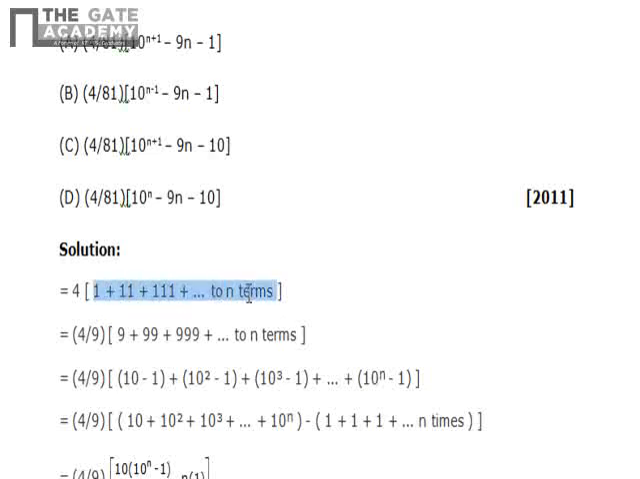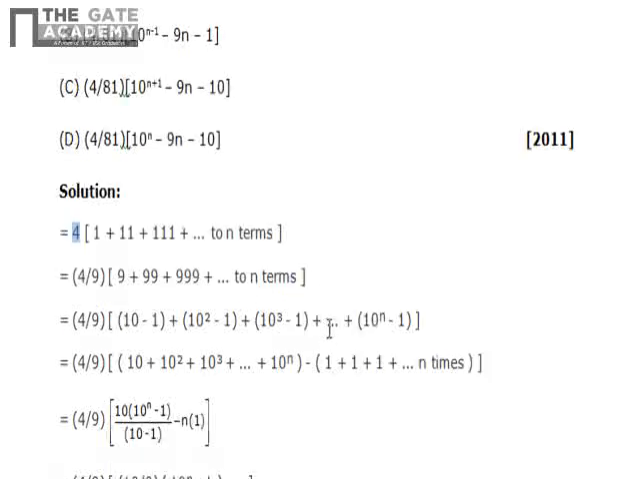I'll multiply these whole terms by 9 and I'll divide this by 9. So 4 by 9 into 9 plus 99 plus 999. Now can I write 9 as 10 minus 1, 99 as 10 square minus 1, 999 as 10 cube minus 1, and the last will be 10 raised to n minus 1?